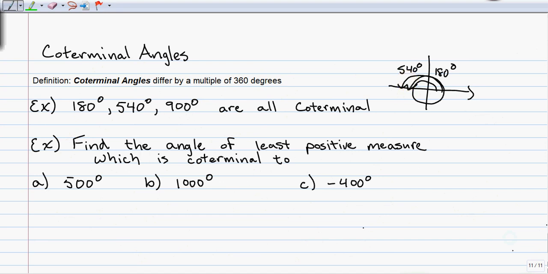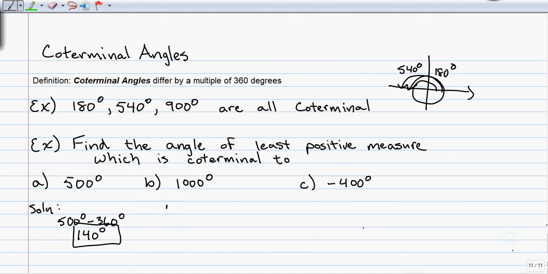Okay. Alright, so the final problem is to find the angle of least positive measure, which is coterminal to each one of these angles. So for 500, again, coterminal angles are angles which differ by 360 degrees. So what we want to do is subtract 360 degrees until we have the least positive measure. For example, if we subtract 360 degrees from 500, we're going to get 140 degrees. Now, if we subtracted another 360 degrees, we're going to get a negative angle. So we don't want to go any farther than that. Okay, so 140 degrees is our coterminal angle there.